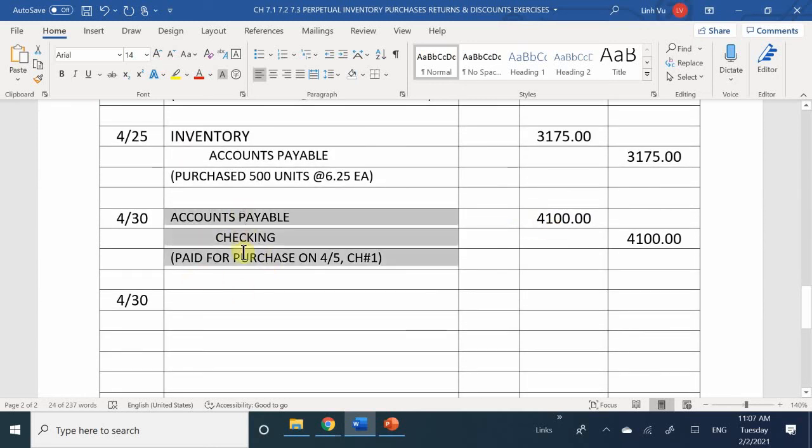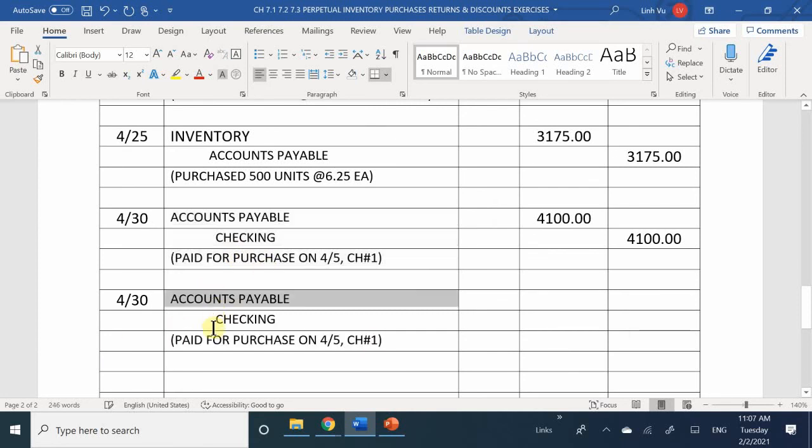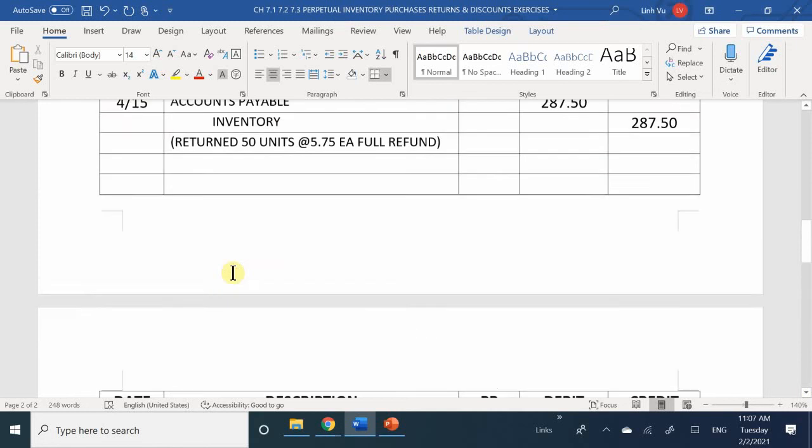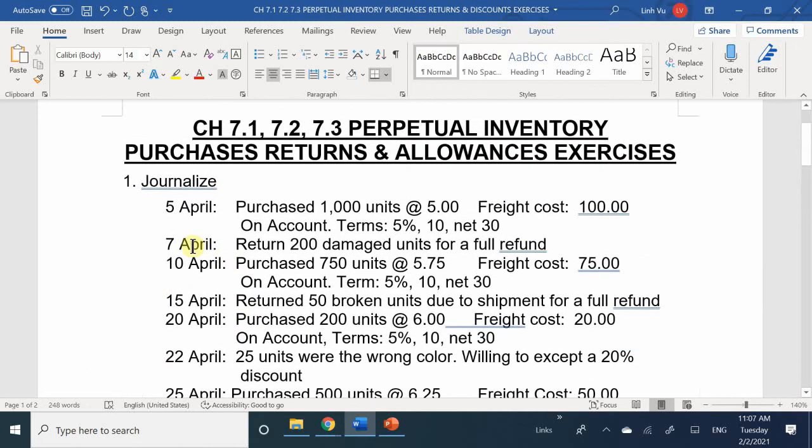All right, so I'm going to just copy this right here. And this time instead of purchases on 4/5, it's purchases on 4/10, and this is check number 2, and it's going to be for the total amount of 4,100. Good. And obviously we didn't make the discount period because this is the 10th. 10 days after that it's going to be the 20th, so we missed the discount period already.